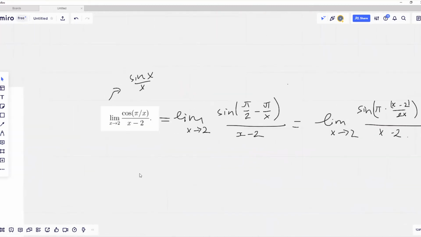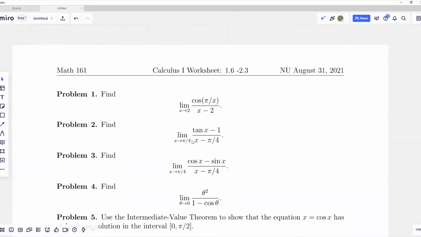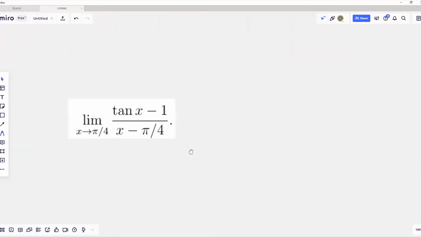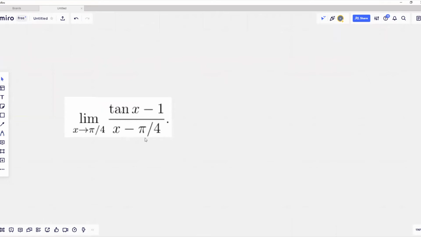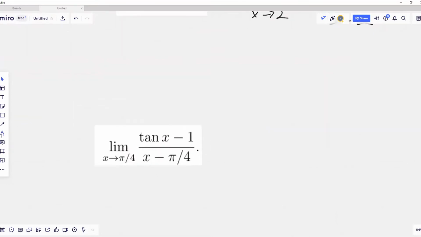Okay, now next problem. Let me copy it down. Okay, next problem. Let's find the following limit. So we have this ugly denominator which goes to 0. Let's try to get rid of it. Let's again try to bring this into the form of sine of x over x.